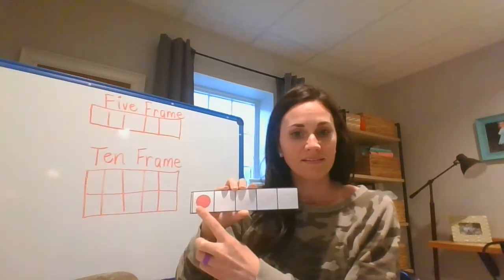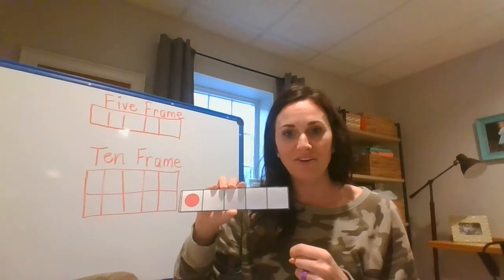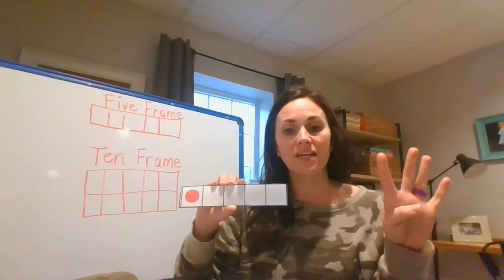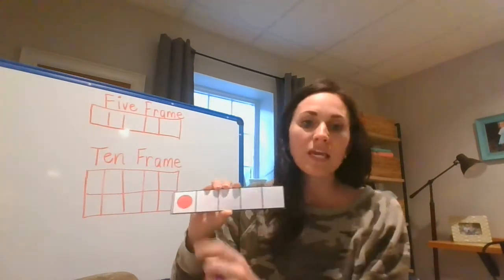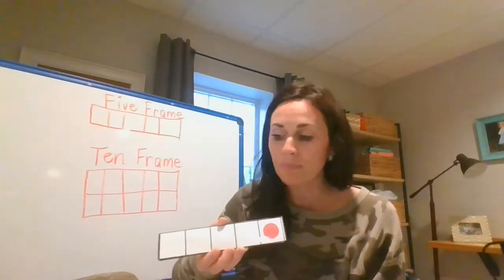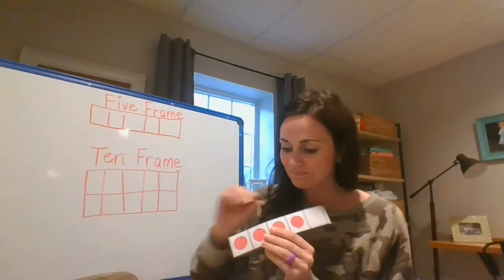We have 1. How many are missing? Can you show me on your fingers? 4. 4 are missing. So we would know that 4 plus 1 equals 5. You know, you can say that the other way too. I could flip it and I could say 1 plus 4 equals 5. So you almost learned 2 facts right there.